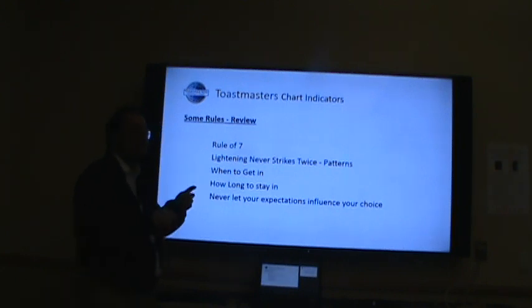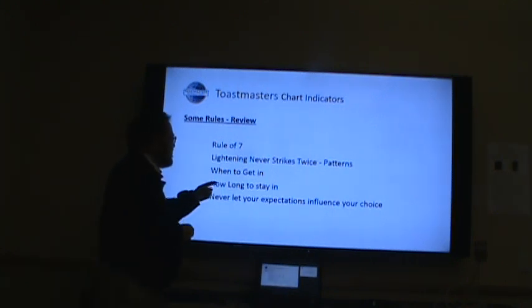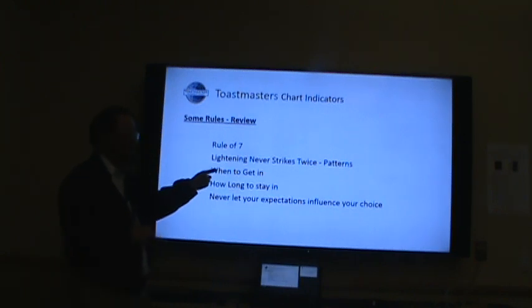The other thing is you can't say yesterday or last month or last year the price went like this. Apple went like this last year, so it's going to do it again. It doesn't do that. That's why you have to follow the balance lines and you have to follow Elliott. Listen to the market. Let it tell you when to get in, how long to stay in.